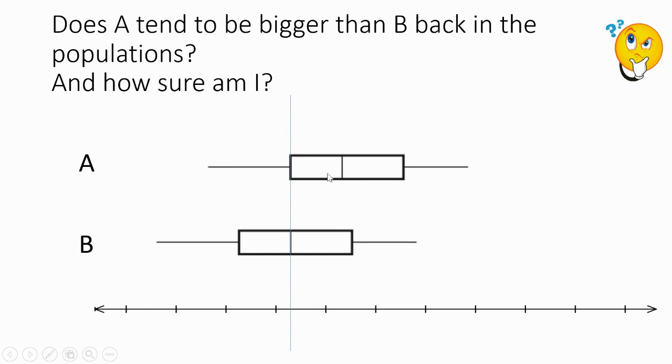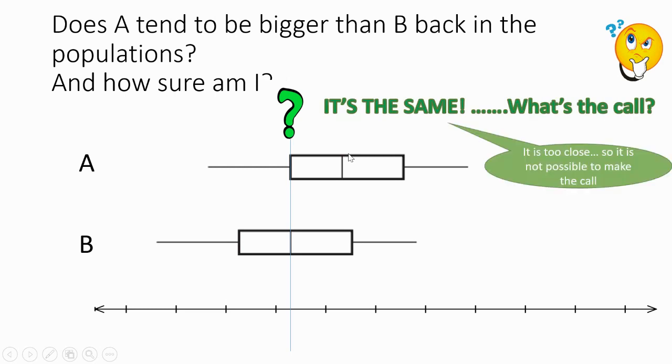Let's go to the controversial one. What happens if you get the median that actually is exactly the same as the lower quartile or the upper quartile? See here, the A median is within that other box, so you can't regard that one. Looking at the B, the median is actually right on the lower quartile. So in this case, it is actually too close to call. Okay, it's the same. It's too close to call.